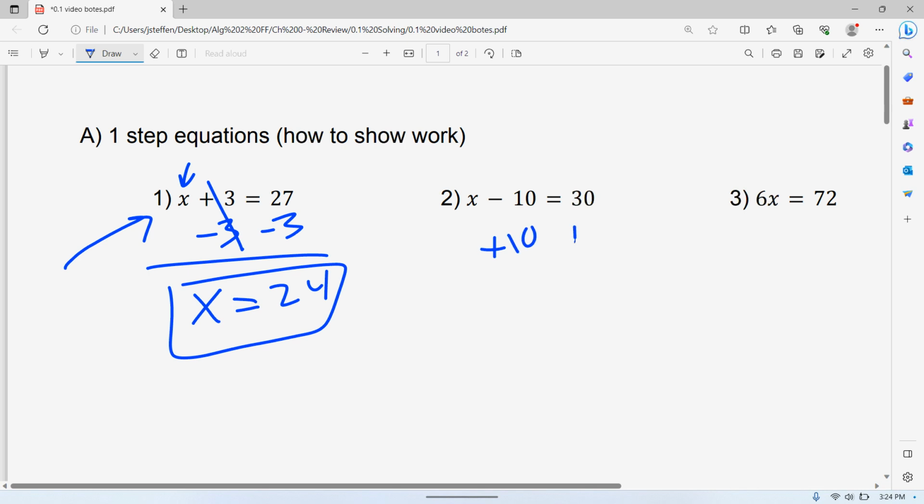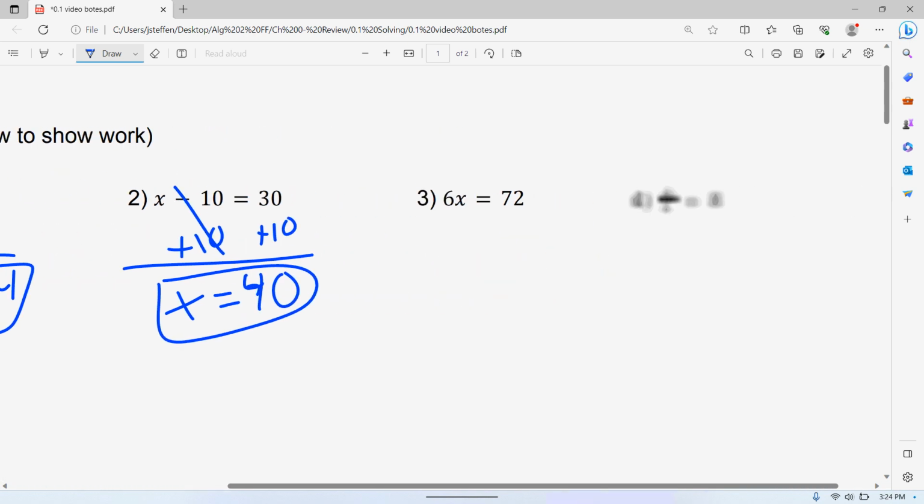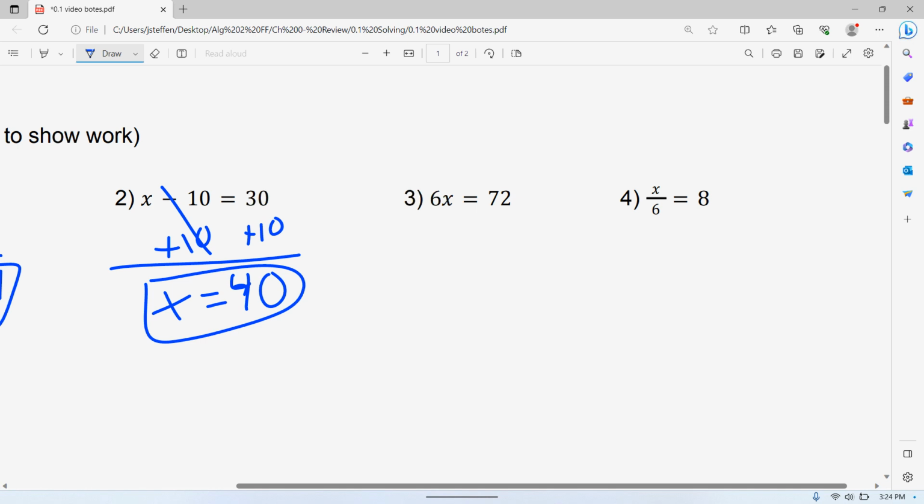Next one, again, we're doing the opposite. You're subtracting 10, so I'm adding that one. Whoops. That's 40. Then moving on, multiplying, dividing. To get rid of this 6 multiplied by x, we need to divide. So you divide both sides by 6.